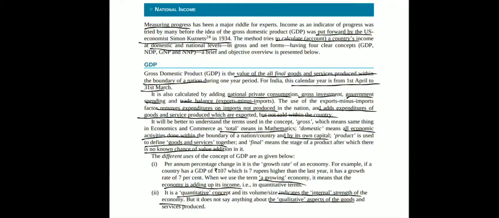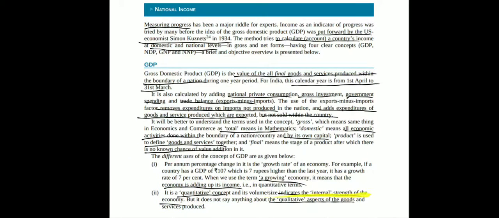And GDP is used in different ways. Also, for an example, if a country has a GDP of rupees 107, which is 7 rupees higher than last year, we say that it has a growth of 7%. Also, when we say that the economy is a growing economy, it means that the economy is adding up its income. However, GDP is only a quantitative concept.